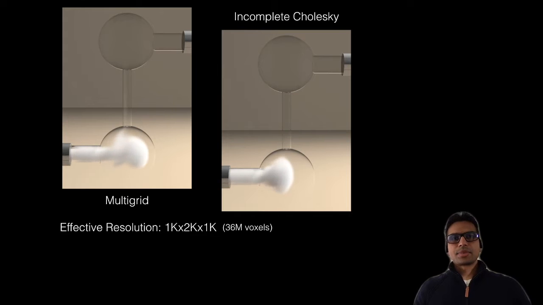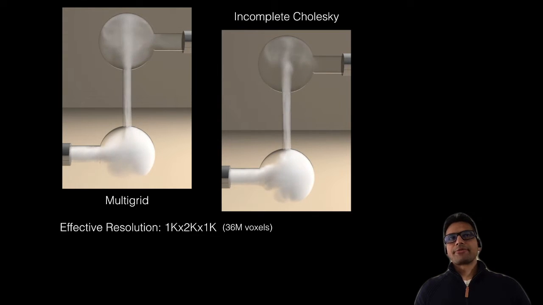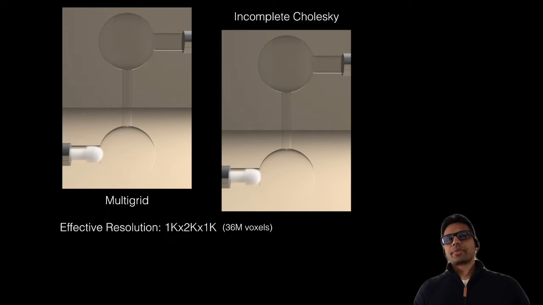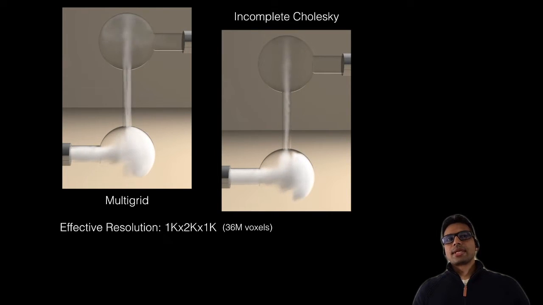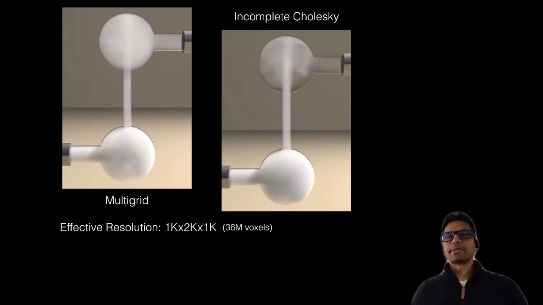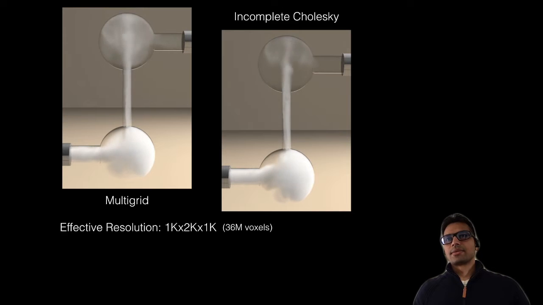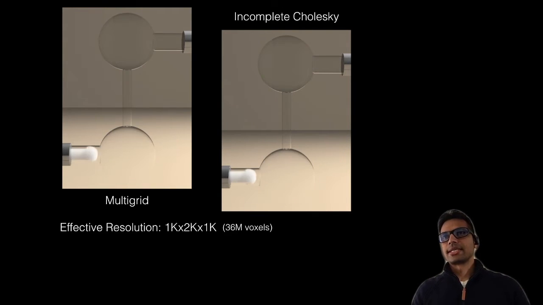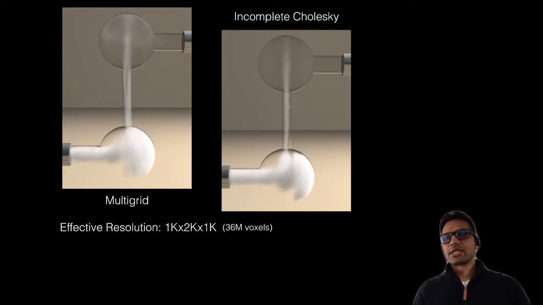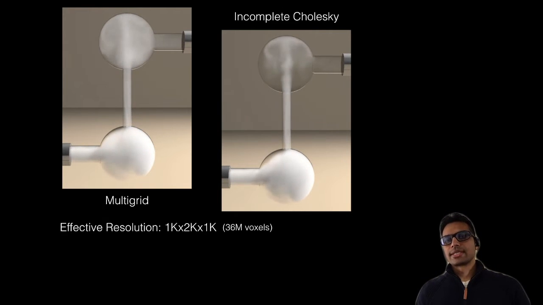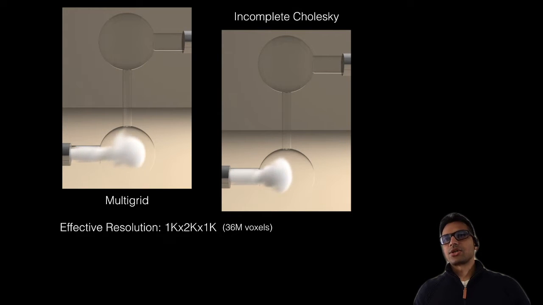So this is another example to show the benefit of enforcing incompressibility. We constructed this example to show that if you don't enforce incompressibility, then the flow can be sluggish and slow. On the right, we show incomplete Cholesky, which is actually failing to converge, and so the flow is less energetic, and you can see that it's also losing mass.